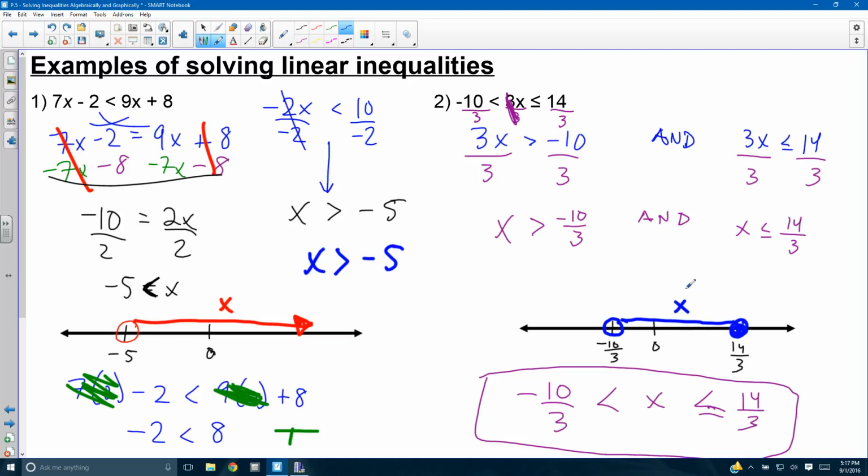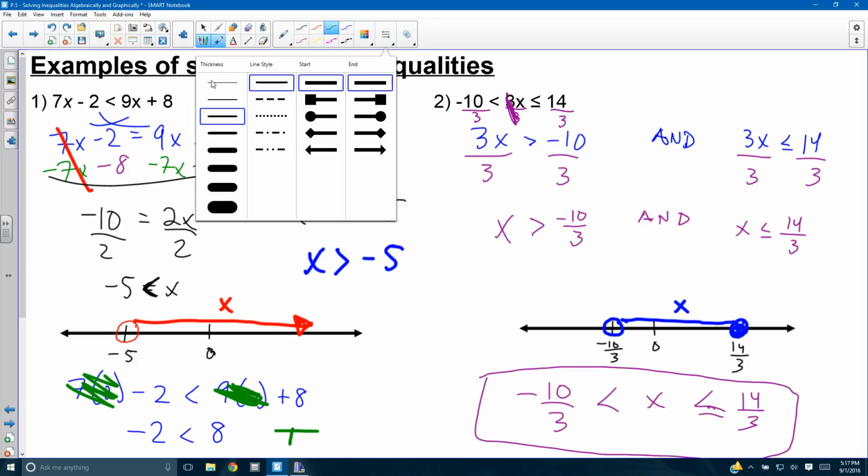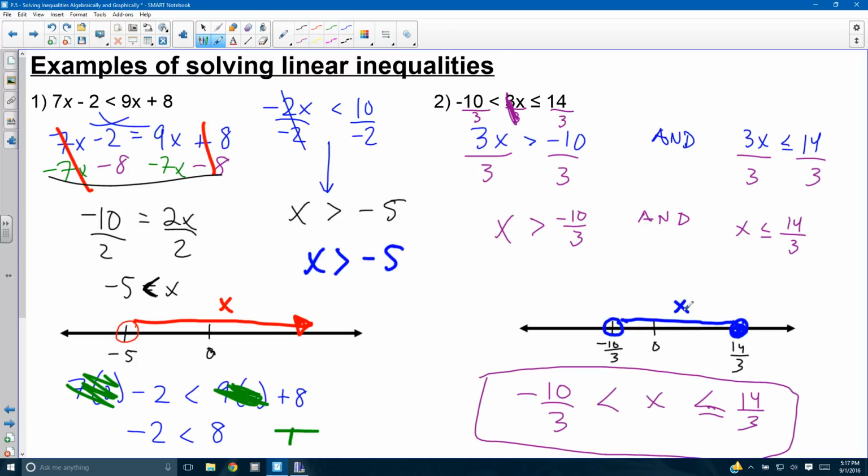And if you're not sure that your answer was correct, at least for where x should go on the inside, on the outside, how should that be? We can test 0 again. And this time if we test 0, we expect a true answer back in the original thing. So is negative 10 less than 3 times 0, which is 0? Yes. Is 0 less than or equal to 14? Yes. So this is true. This checks out. We got it right.